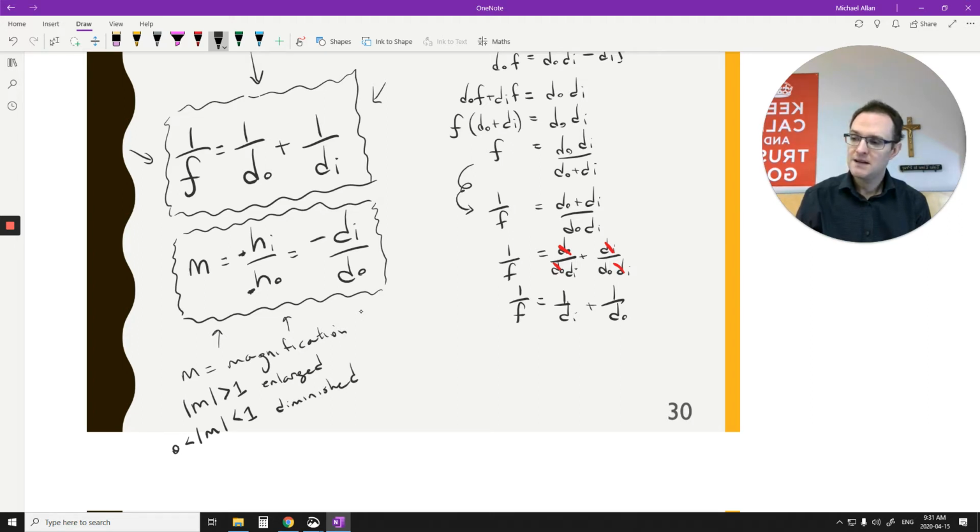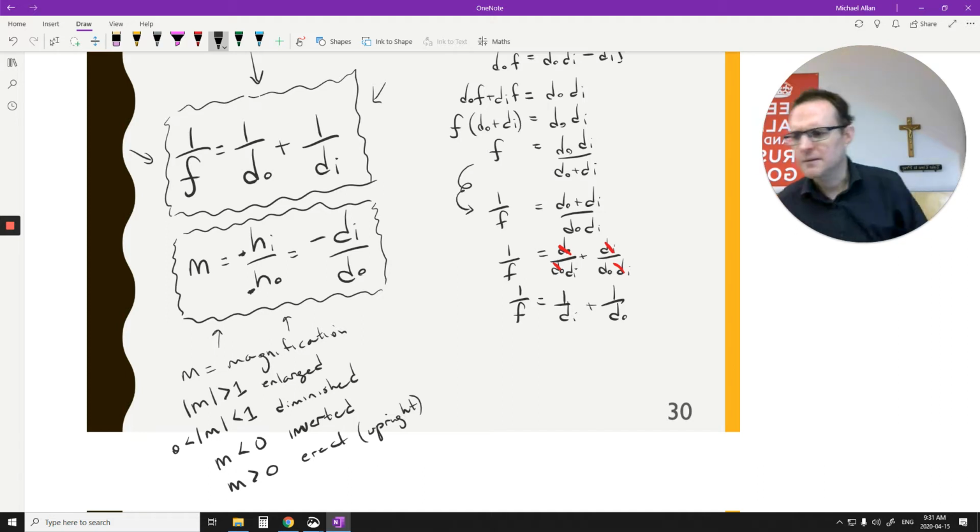Okay? Now let's get rid of the absolute values and just talk about if it's positive or negative. So if this ends up being a negative number, then we have an inverted image, so it's upside down. And if it ends up being a positive number, then we have an erect image, which sometimes we say is upright. So the magnification helps us determine a lot of things about the characteristics of the image.